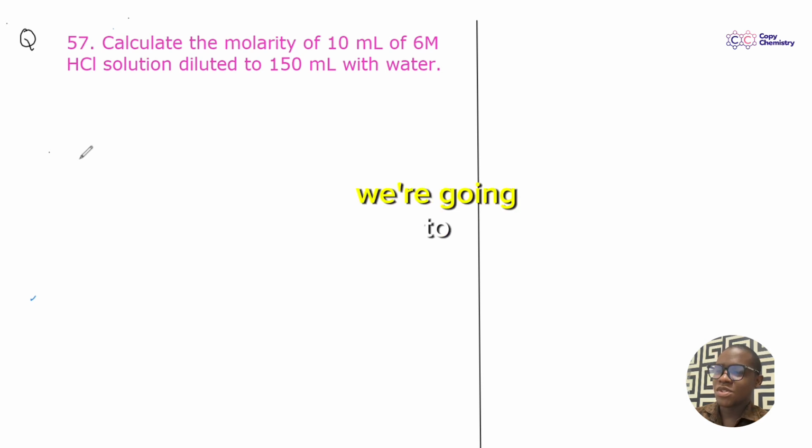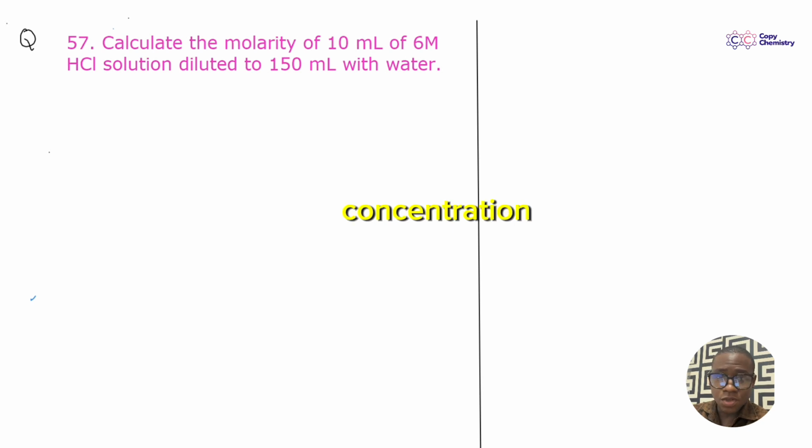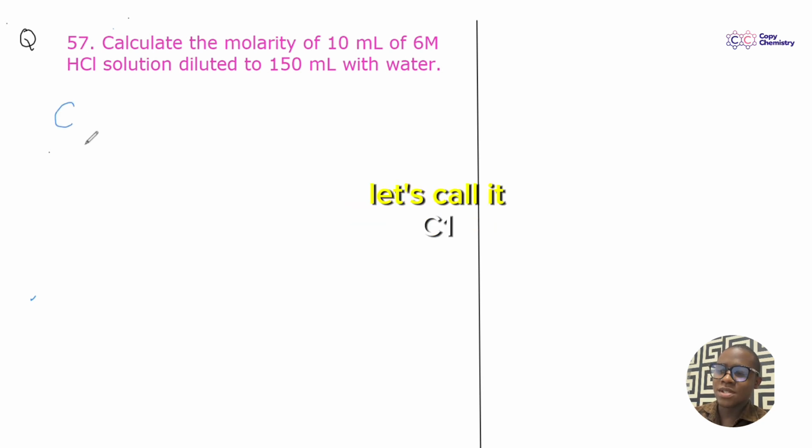Alright, so here's what we're going to do. We're trying to get the molarity of a solution that has been diluted. So initially, there is a concentration of that solution. Let's call it C1. That's the initial concentration of the solution. It's 6 molar. Molar there is mole per dm cube. So that is your concentration.